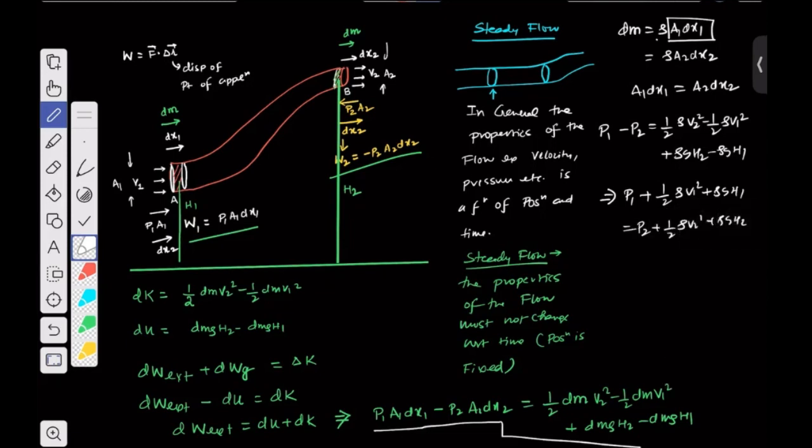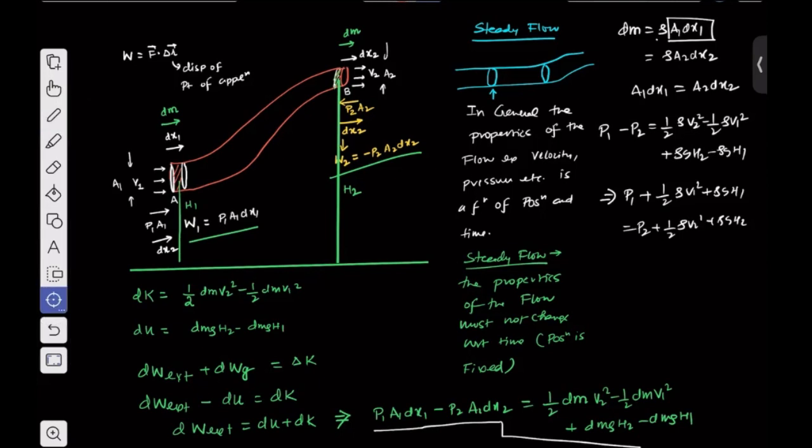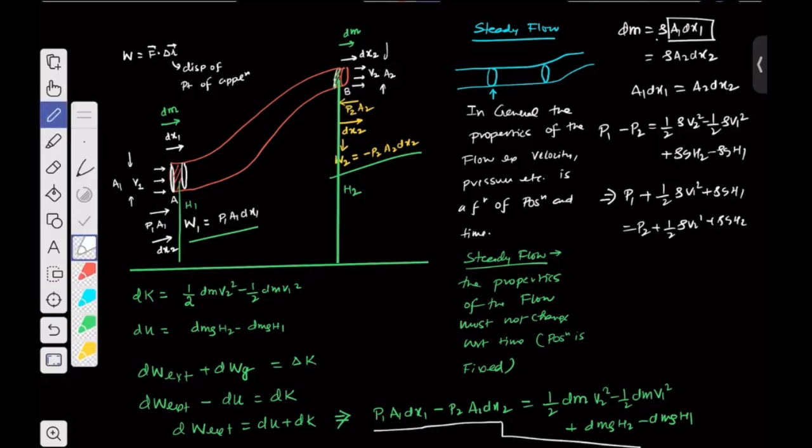So that is something that we have proven: the sum of P and half rho v square plus rho gh is the same at two arbitrarily chosen cross sections A and B. That is going to be true for any two cross sections that we choose. So that's why we can write that P plus half rho v square plus rho gh will be equal to a constant at any cross section.